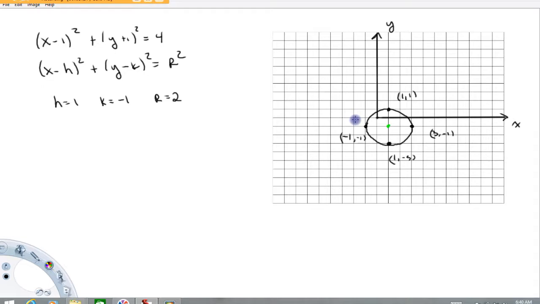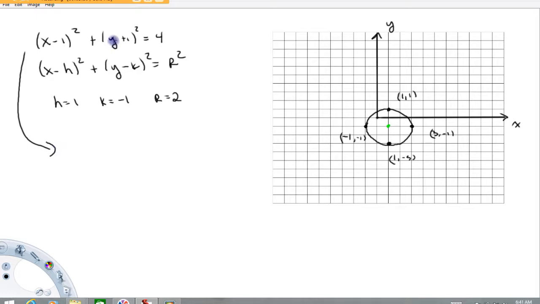You'll notice it's got some intercepts. It's got intercepts here, here, and here. I'm going to go ahead and find those intercepts. Oh, I think I missed one. It's got intercepts here, here, here, and here. So it's got both x and y intercepts. You can find the x intercepts by setting y equal to 0. So I'm going to take this equation now.